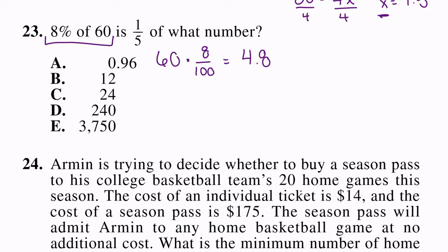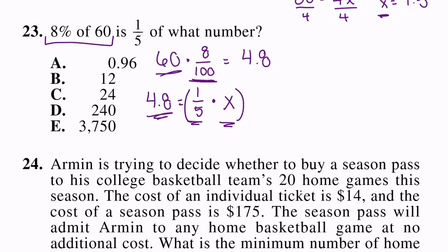So now 4.8 is 1/5 of what number? Okay, so we know 4.8 is equal to 1/5 of what number, which we'll call x. So just like we did here, we had a number, and we have the percentage, so we multiply by the percentage to get our resulting number. Now we have our resulting number times our percentage or fraction times our initial number. We're just solving for x.